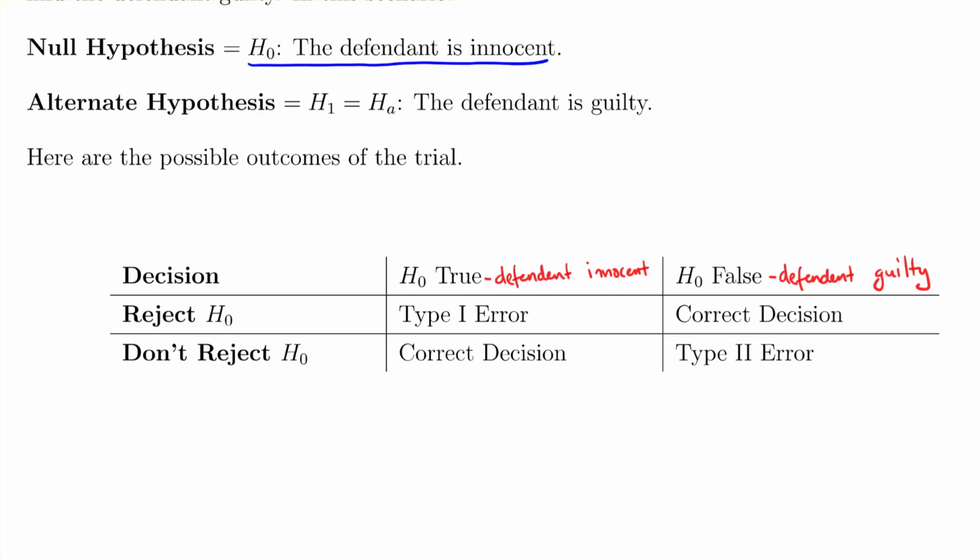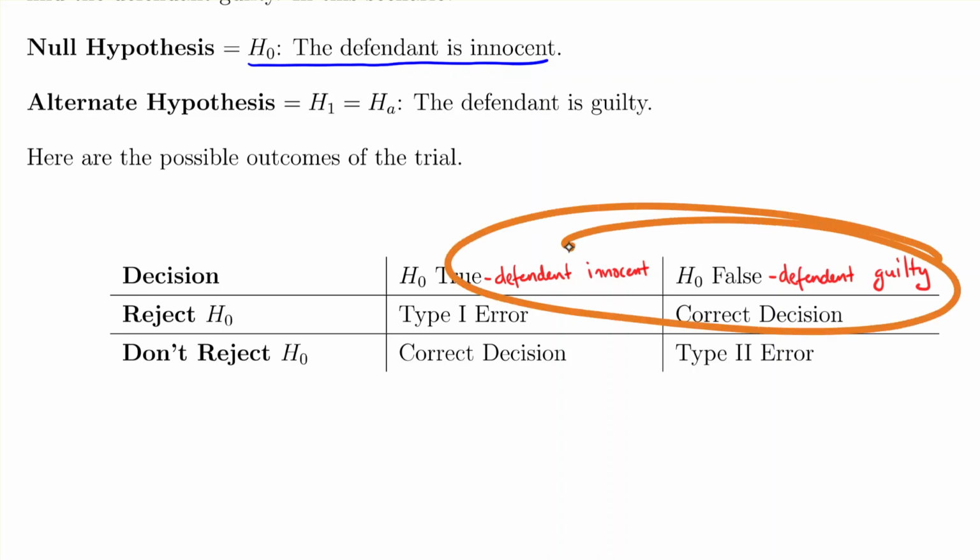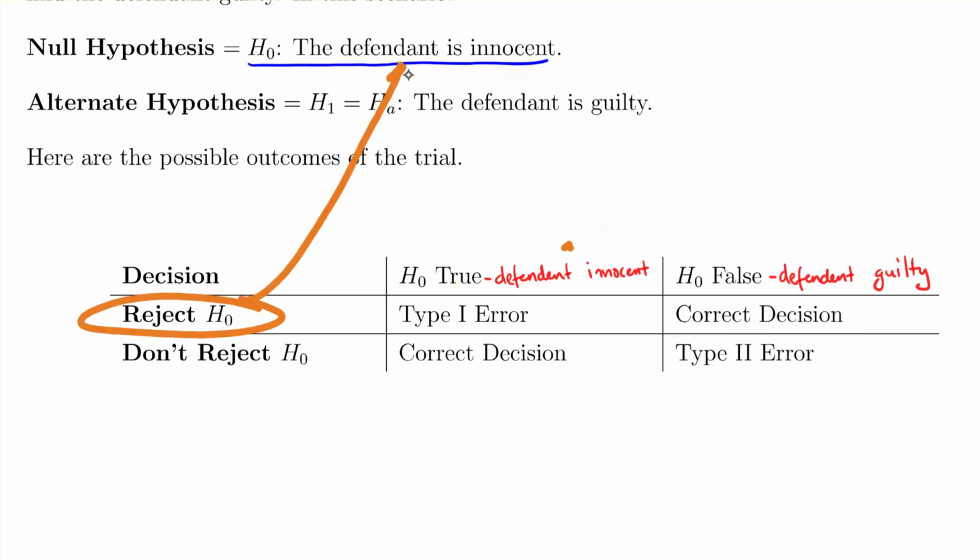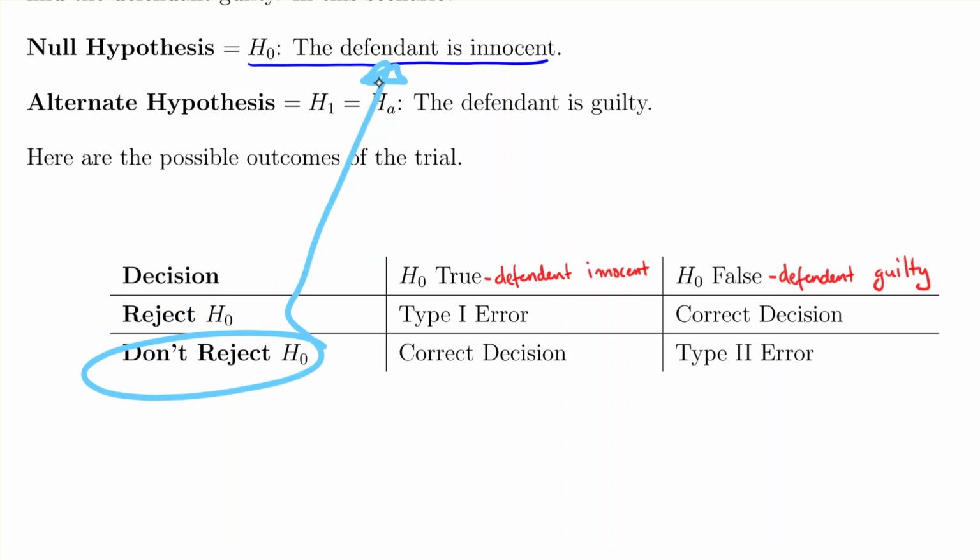Now, what the jury is going to do is it needs to make a decision based on the evidence. It does not know which of these is true. Based on the evidence, it will either reject the defendant's innocence by saying that the defendant is guilty, or they will decide to not reject and say the defendant is not guilty.